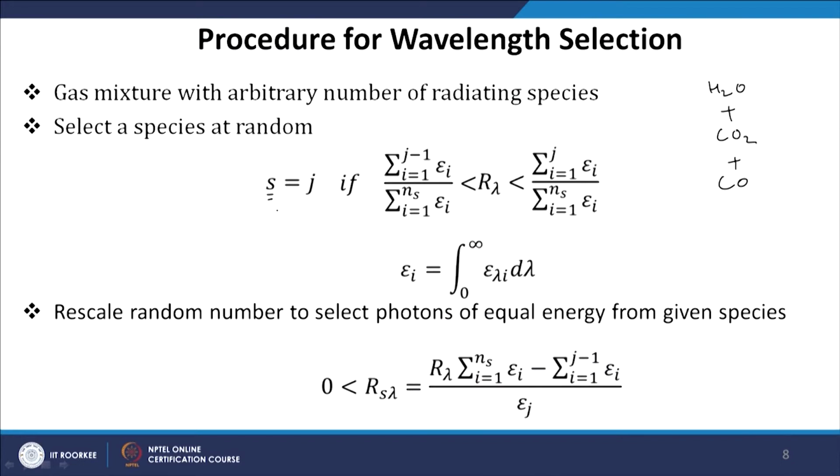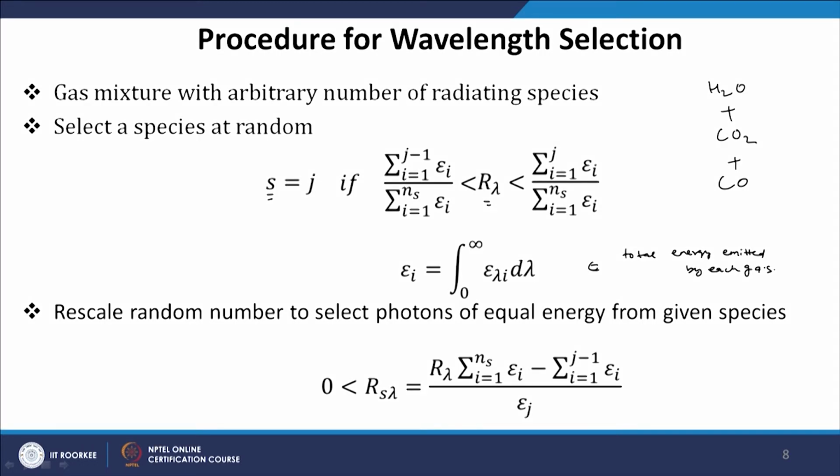Okay. So, let us say gas number S is going to emit. What we do is we pick a random number, and find out the total amount of energy emitted by each gas. Let us say this is the total energy emitted by each gas. This is independent of wavelength. We can find this function easily using any property database. We can find out at a given temperature and concentration how much each gas radiates in total. So, epsilon I represents the total amount of energy emitted by gas I in all the wavelength range.